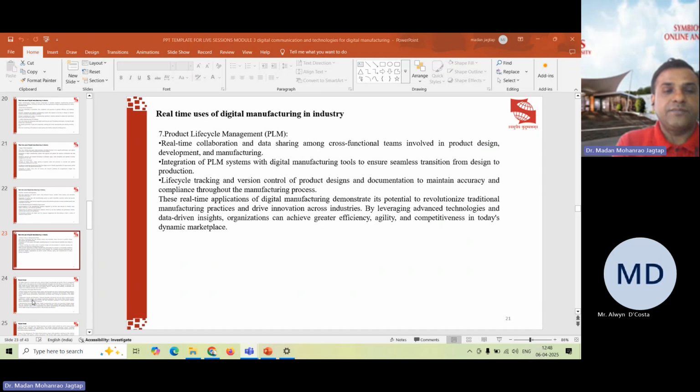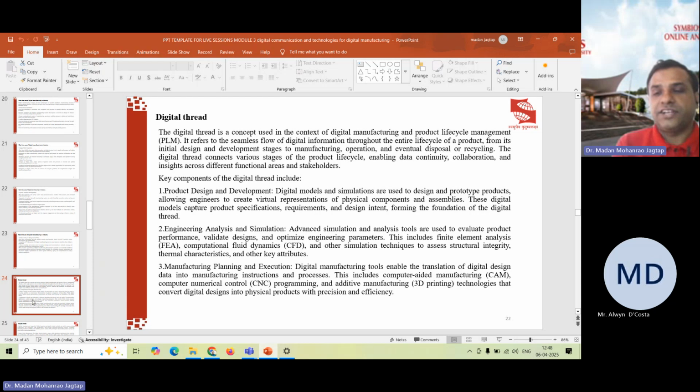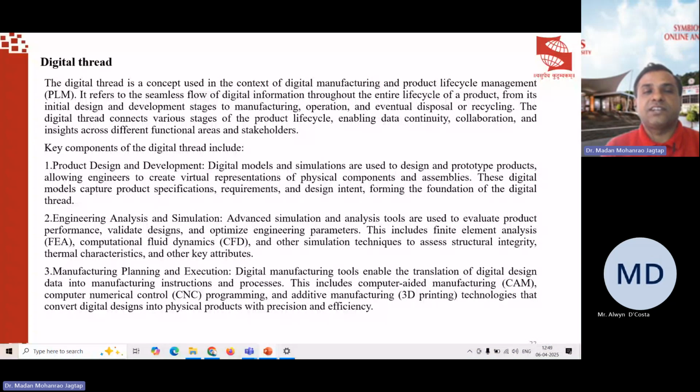So let us go ahead with the next point, that is a digital thread. So digital thread is a communication medium which connects different components of a digital manufacturing system. Digital thread is a concept used in the context of digital manufacturing and product lifecycle management. It refers to seamless flow of digital information throughout the entire life cycle of the product.